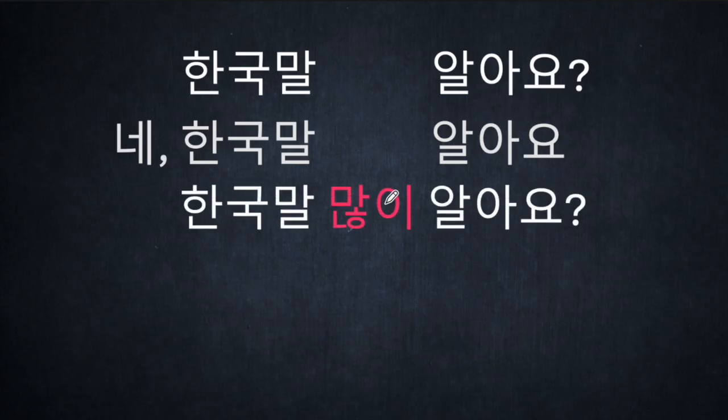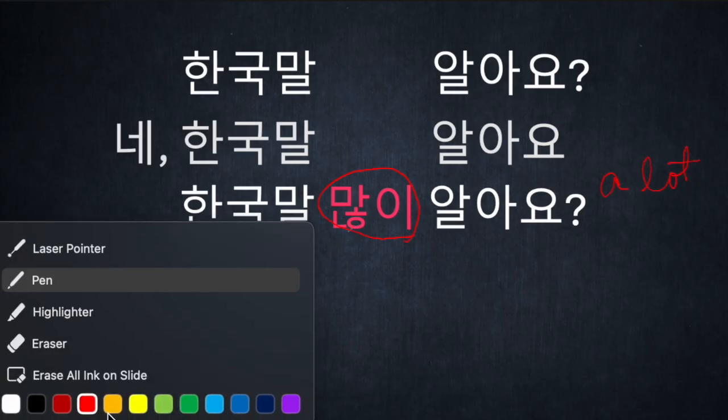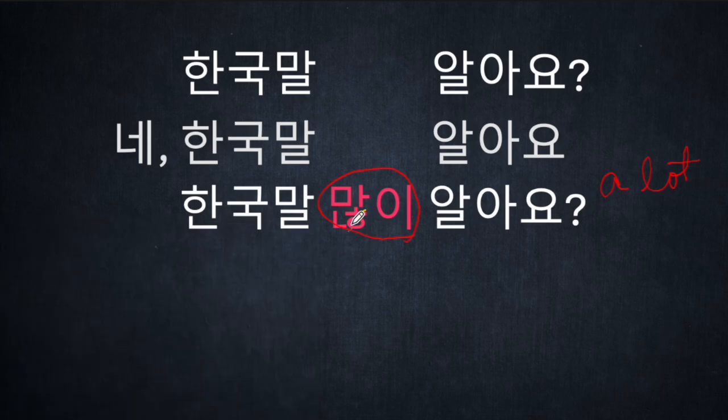한국말 많이 알아요. This is adverb 많이. 많이 means a lot. So that's a new vocab. 많이. And the way we pronounce it, you drop that. And so it's going to say 많이. 많이 알아요? Do you know Korean a lot?